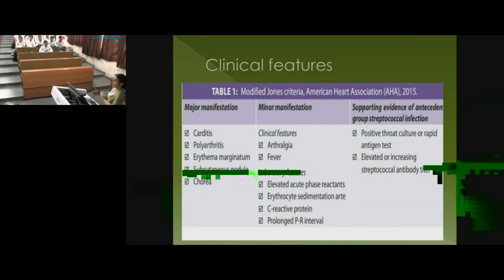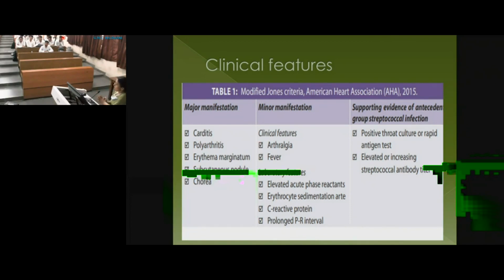And suddenly you find there's emotional lability. The handwriting has deteriorated. And there are some signs. We are coming to that also. Then minor manifestation, again fever. So fever in a high prevalence country is 39, or 38.5, and in a low prevalence country is 38. And again arthralgia. Even monoarthralgia will be taken as a symptom in a low prevalence country.